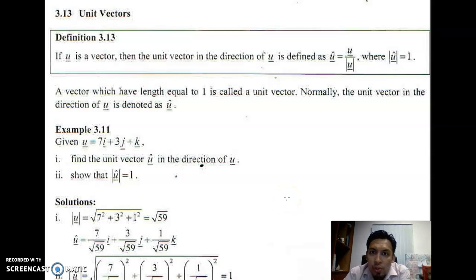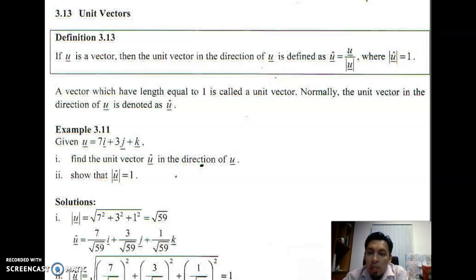In this video, we're going to talk about unit vectors. As I have mentioned before, a unit vector is a vector where you change every component accordingly, so that at the end you will get a vector of length 1, the magnitude of 1.